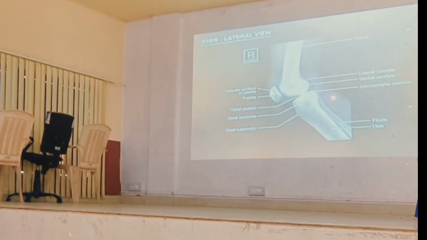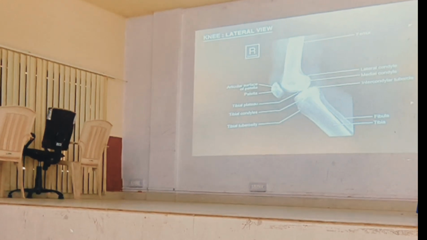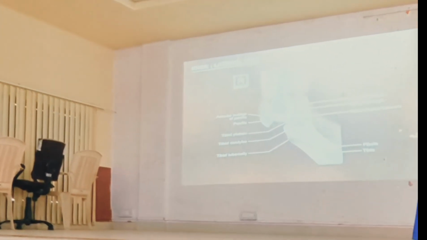Next, this is the lateral view of the knee joint, as I have told, showing the patella. You want to see fractures of the patella. Most fractures and dislocations here relate to fracture of the patella.